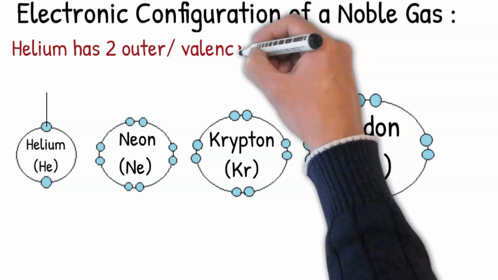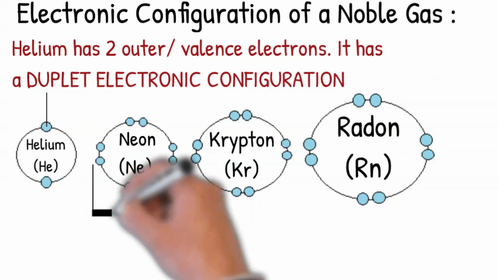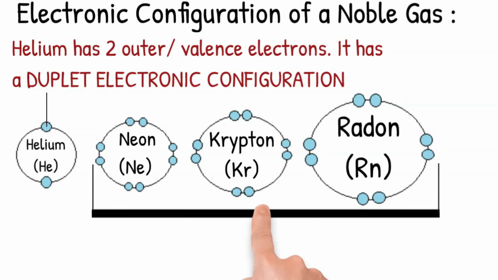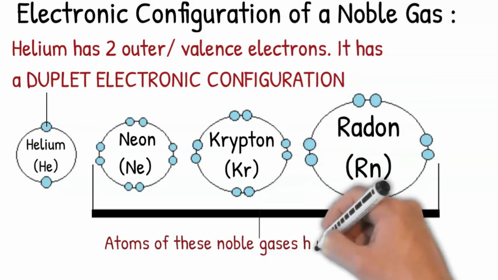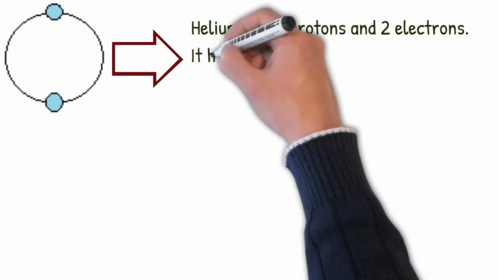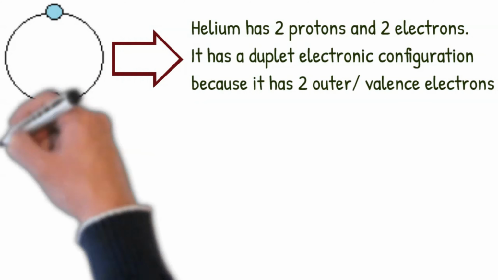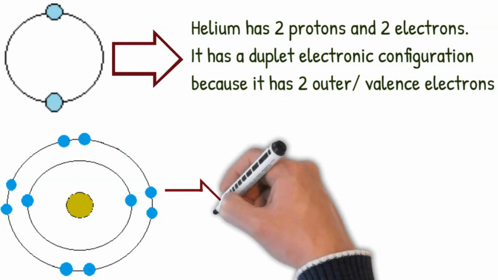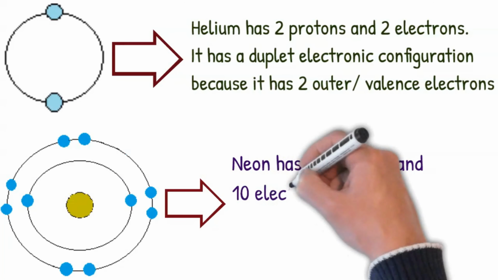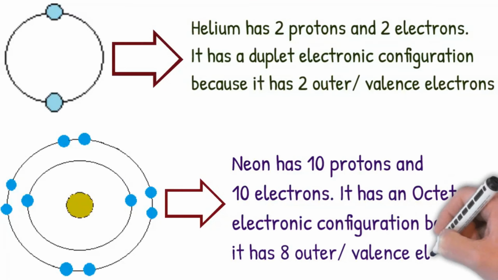Helium has two outer, valence electrons. It has a duplet electronic configuration. Atoms of these noble gases have 8 outer electrons. They have an octet electronic configuration. Helium has 2 protons and 2 electrons. It has a duplet electronic configuration because it has 2 outer, valence electrons. Neon has 10 protons and 10 electrons. It has an octet electronic configuration because it has 8 outer, valence electrons.